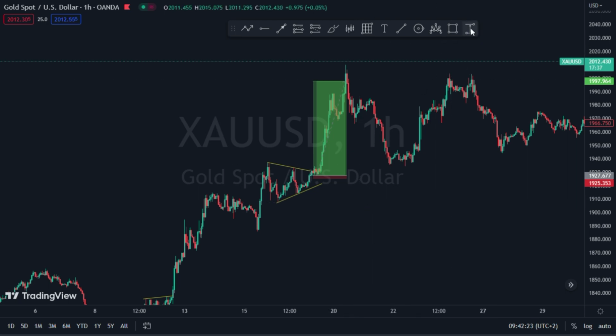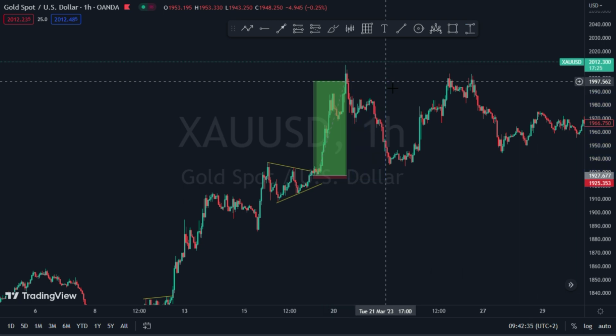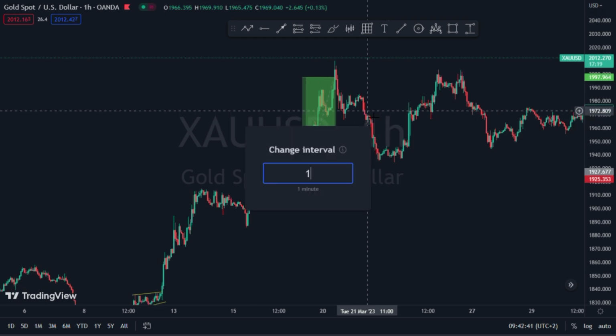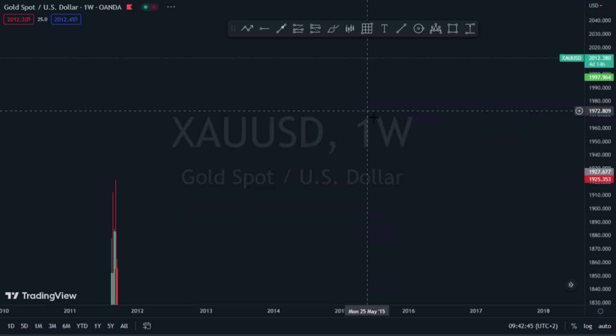So as you can see right here, I made about 3.8% on this trade, but today I don't want to focus too much on these smaller time frames. Today I want to focus on what is happening on these higher time frames.